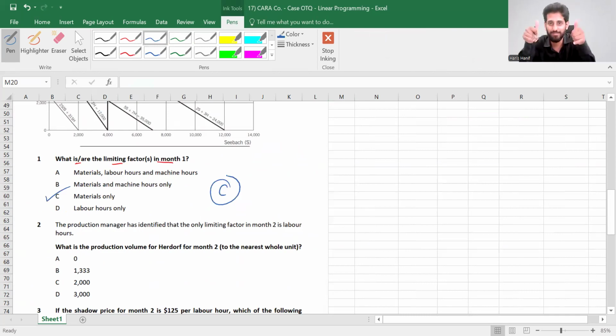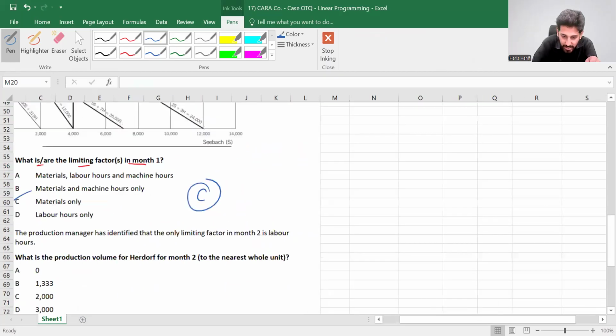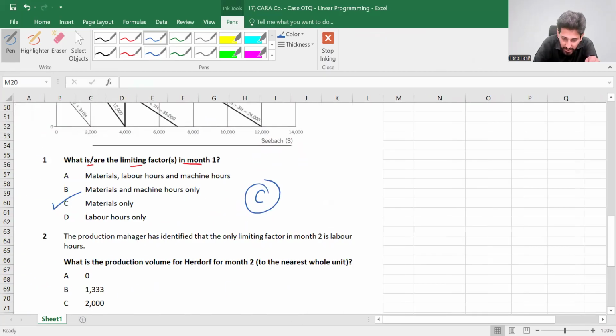C is the correct option. Good. Number 2. The production manager has identified that the only limiting factor in month 2. Now they are talking about month 2. Month 2 is the labor hours, right?